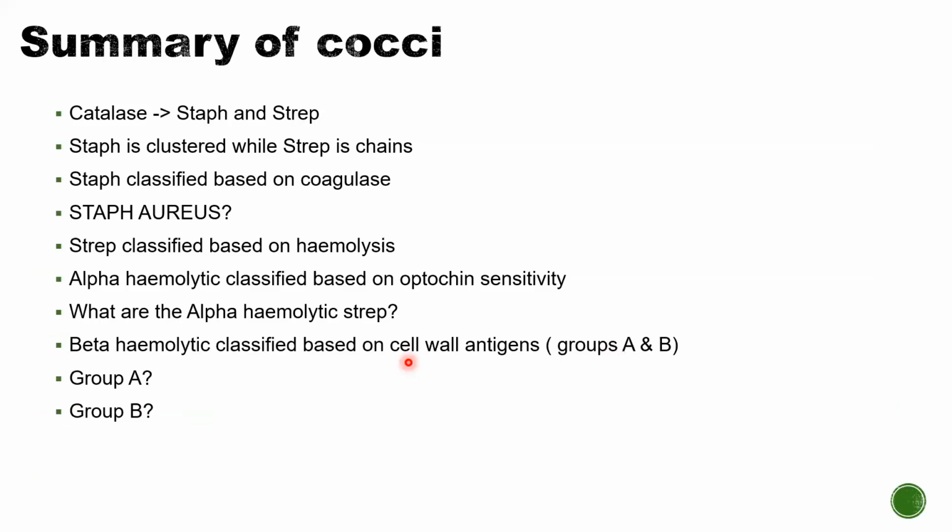Okay. So the beta hemolytic are classified based on the cell wall antigens. So we classify them into group A and B. Which one is group A? Exactly. Which one's group B?